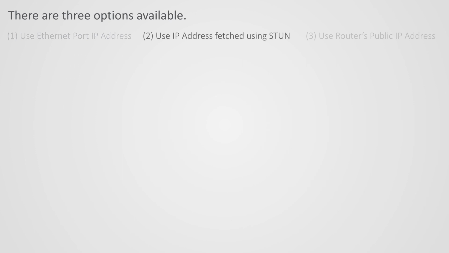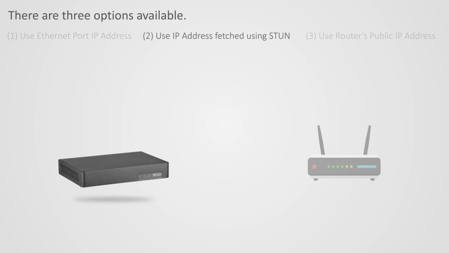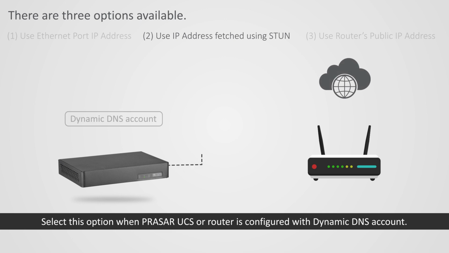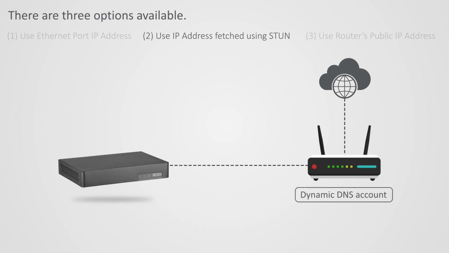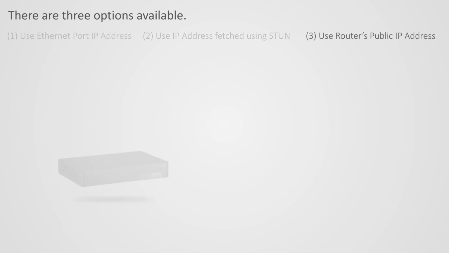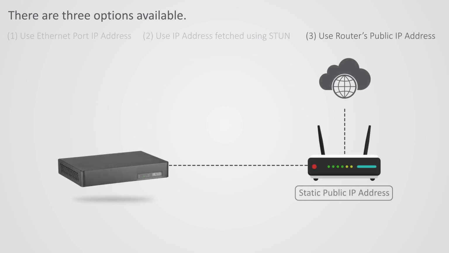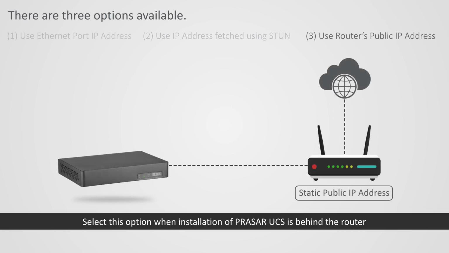Use IP address fetched using STUN. Select this option when PRASAR UCS or router is configured with dynamic DNS account. Use router's public IP address. Select this option when installation of PRASAR UCS is behind the router and router is configured with static public IP address.